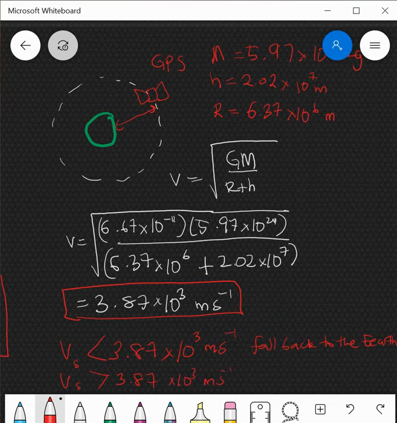This will cause heat to be produced and eventually cause the satellite to burn. When it burns, it is finished, it no longer functions. Heat and then burn. So that means the satellite requires a specific speed in order for it to orbit around the Earth.